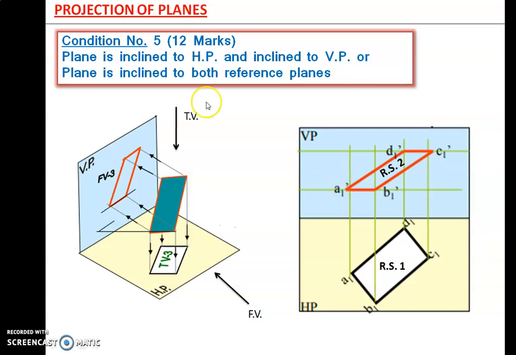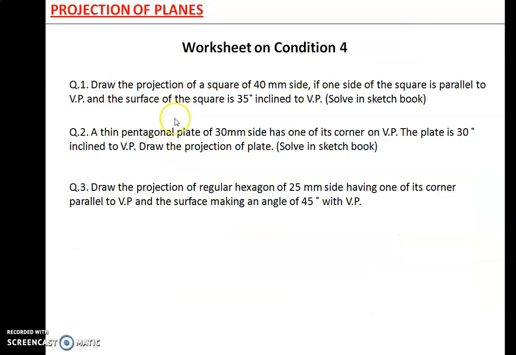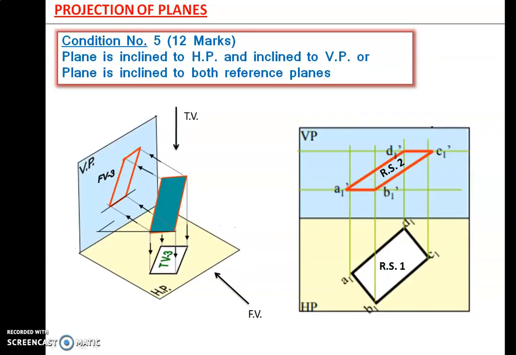Now let us see. Condition number 5 is nothing but the plane is inclined to HP and inclined to VP, or you can say that plane is inclined to both reference planes. If you remember the condition of line, the final condition, it was line is inclined to both HP and VP. Here the same thing is there, instead of line it is now plane. So plane is inclined to both HP and VP.